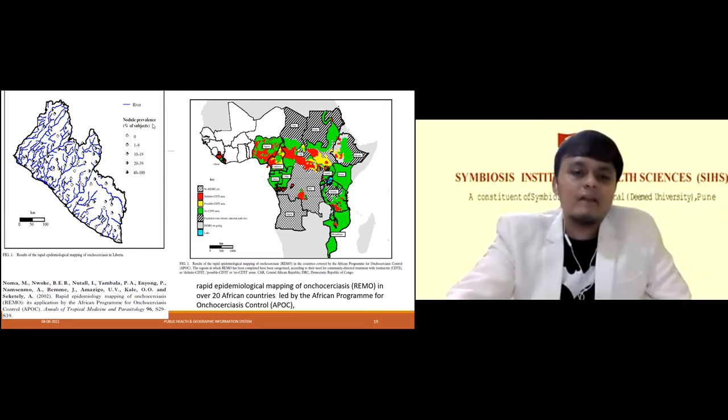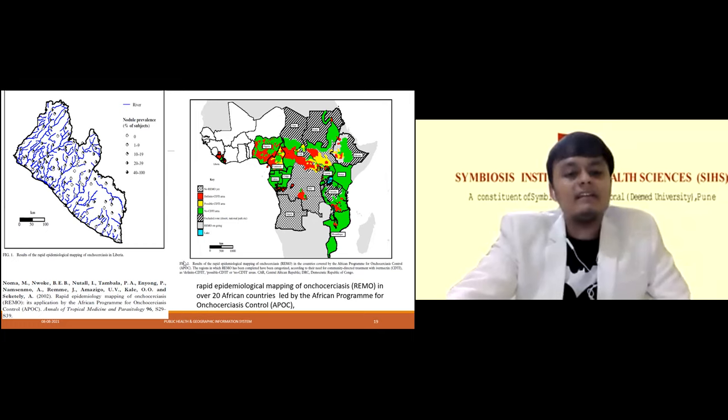And they have also stratified according to the nodule prevalence, that is percentage of subjects. For example, 0% of subjects having nodule prevalence, 1 to 9, 10 to 19, and so on. And its proximity to which river. Okay, so this is a result of rapid epidemiological mapping in Liberia, and a total of 20 African countries were included in it.